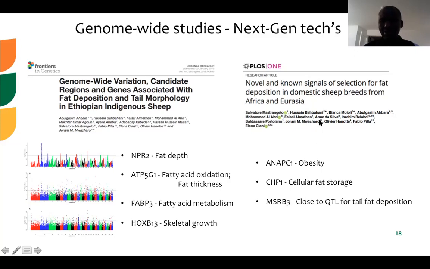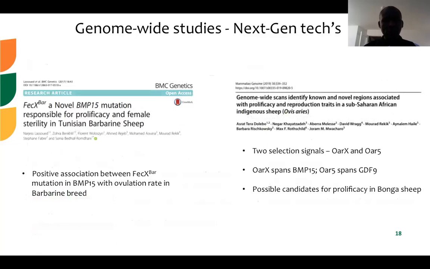In the study we did with Elena Sciani's group, we found one gene, MSRB3, which was close to a QTL that is associated with tail fat deposition, and we presume this could be a possible candidate gene associated with fat deposition. Apart from those two, there have also been two other studies that have investigated the genomics of prolificacy in African sheep.